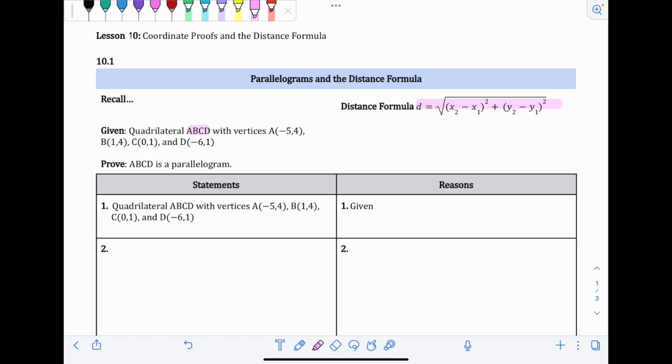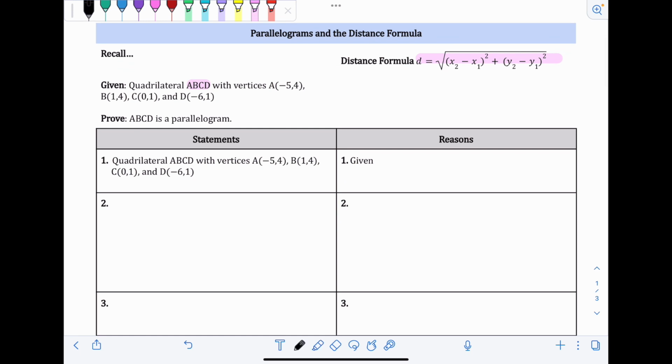Given the quadrilateral ABCD with vertices at A, which is negative 5, 4, B, which is 1, 4, C, which is 0, 1, and D, which is negative 1, 6, we want to prove that ABCD is a parallelogram. For our proof, we're just going to start with what we're given. Our statement is quadrilateral ABCD with those vertices, and our reason is that it's given. To prove that this is a parallelogram, we have to show that the opposite sides are congruent to each other. We can show that using the distance formula, actually finding the length of each side.